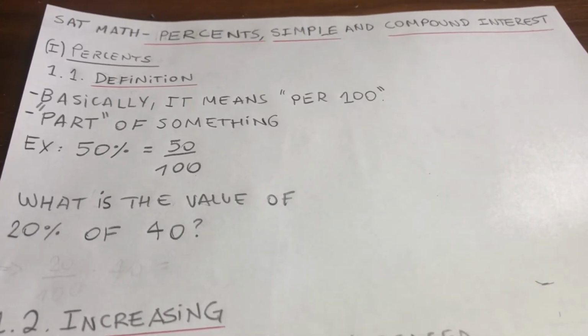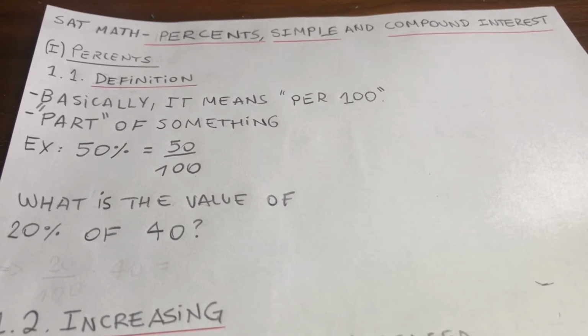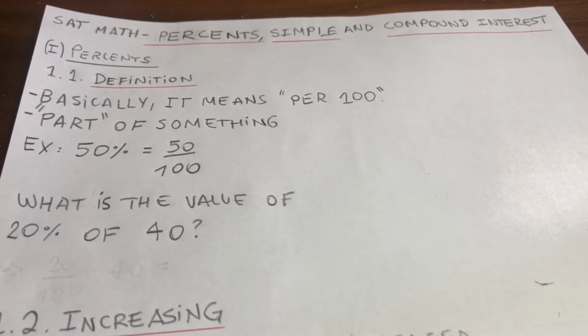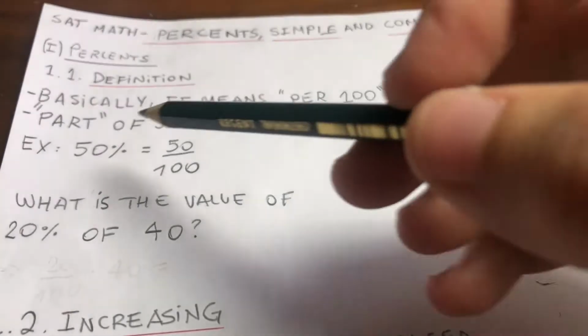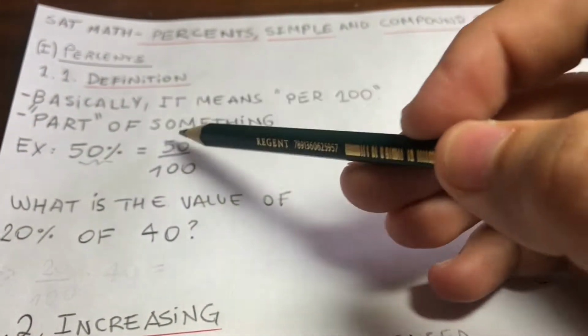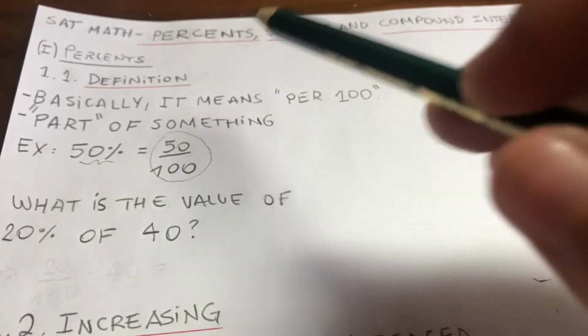Today we're going to see a little bit about percents, simple and compound interest, a really important matter that is always in the SAT math test. So first, let's move on to percents. Well, we have the definition of percents. That's basically when you have a part of something. If you say you have X%, you have simply X divided by 100. For example, if you have 15%, you have 15 divided by 100.